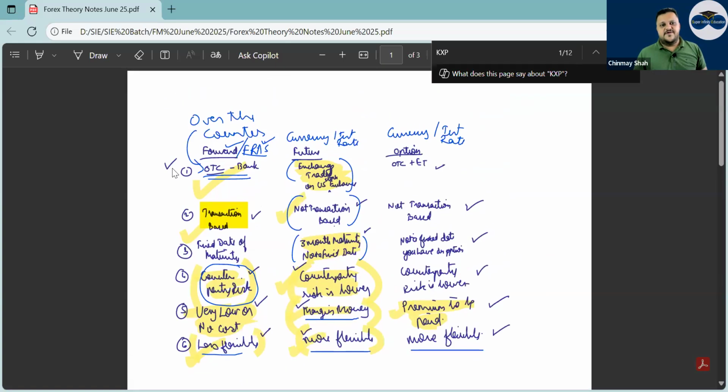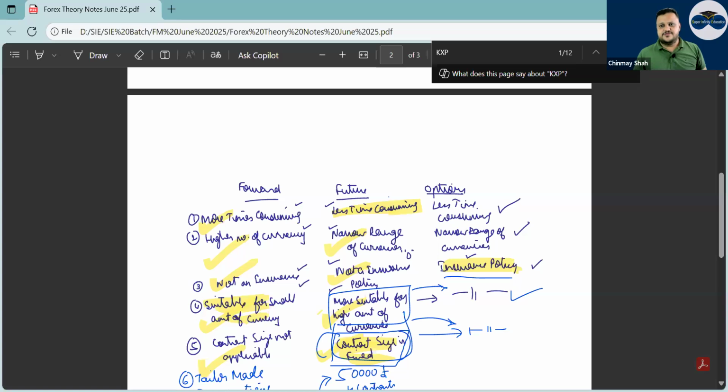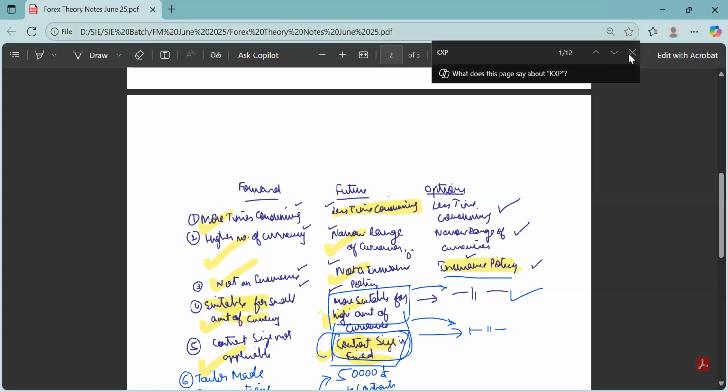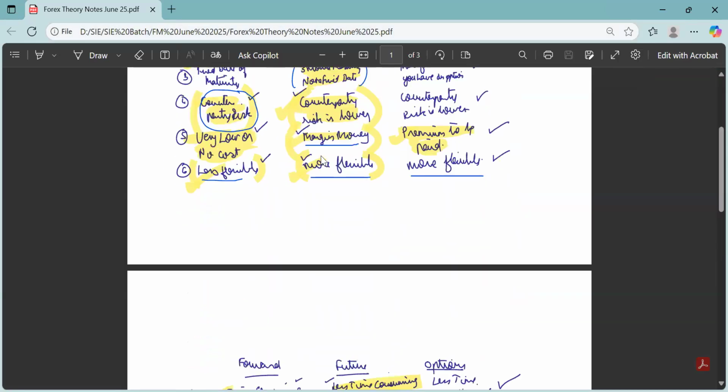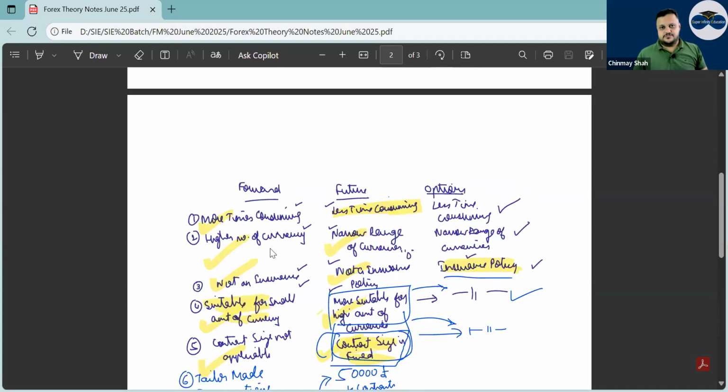Mind you, almost 7-8 MCQs are on these 2 pages. Have you seen MCQs on this? Yes, sir. If you know these 2 pages, I think somewhere around 7-8 MCQs are based on this. Theory MCQs.